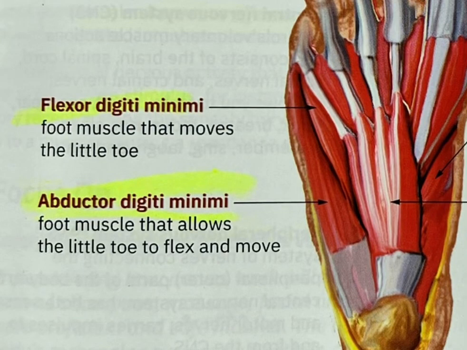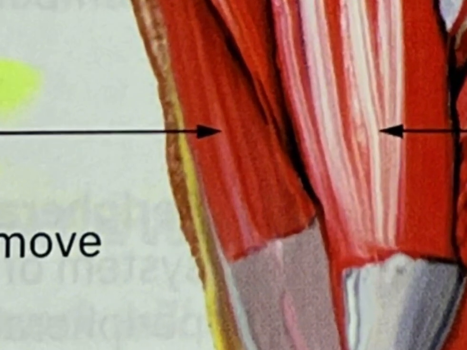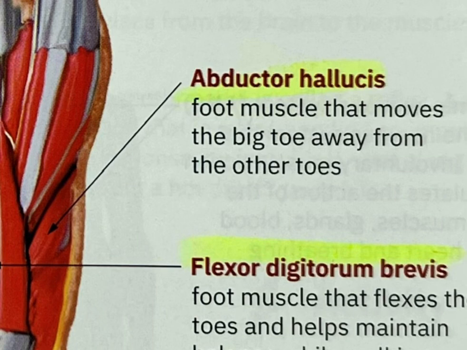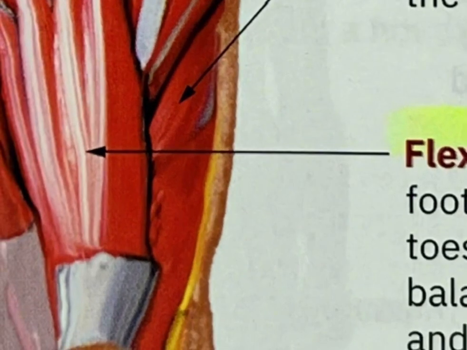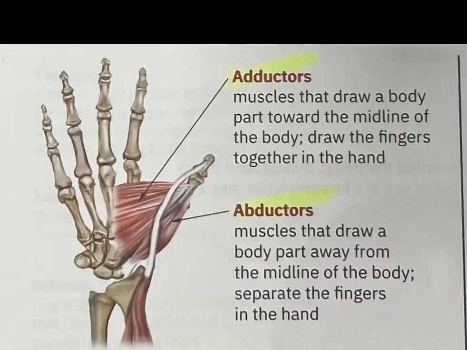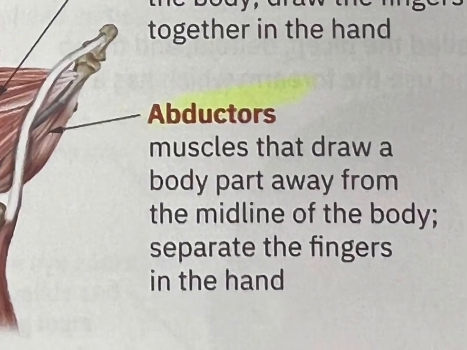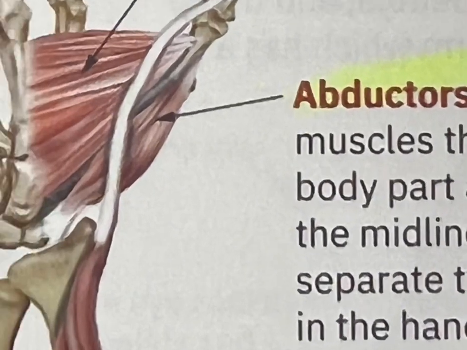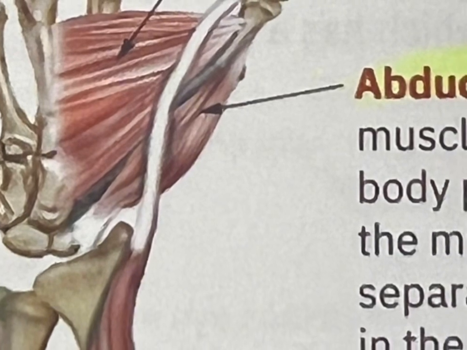Abductor digiti minimi, foot muscle that allows the little toe to flex and move. Abductor hallucis, foot muscle that moves the big toe away from the other toes. Abductors, muscles that draw a body part away from the midline of the body.